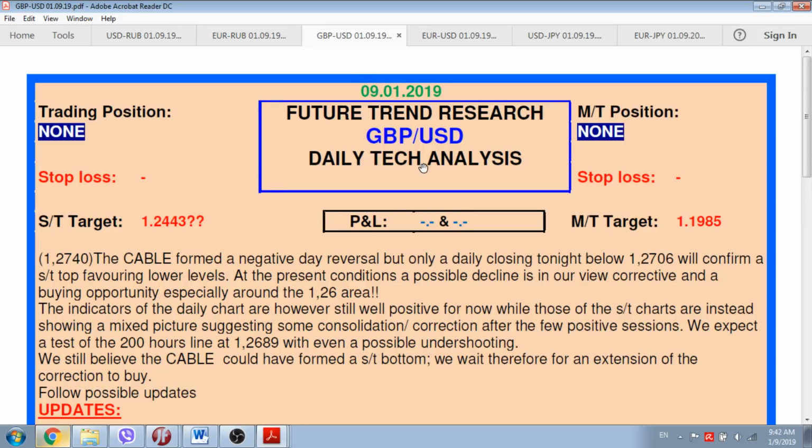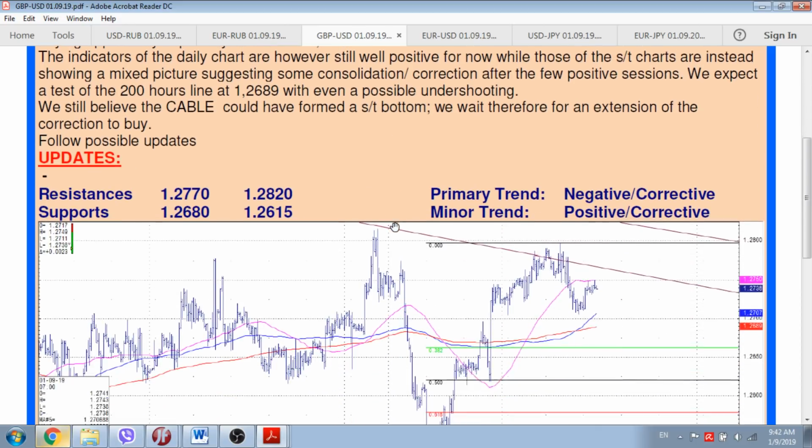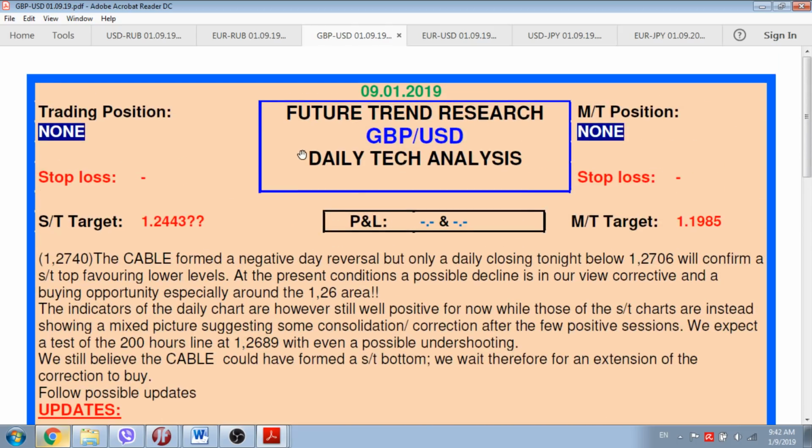Now cable. As you know, cable is still in the arms of the British Parliament, and the decision on the Brexit deal is scheduled for the 14th of January, so the next couple of weeks could be quite volatile for the sterling. That's from the fundamental point of view. As regarding the technical analysis of Future Trend Research, resistances are located at 27.70, 28.20, supports at 26.80 and 26.15, and as you could see, Future Trend Research is still missing any kind of positions in this type of currency.